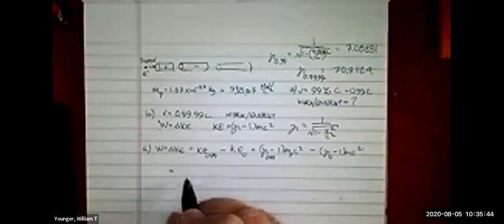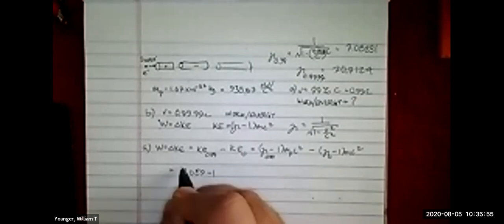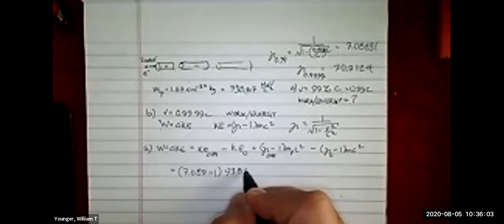I can say this is going to be equal to gamma 0.999. That'll be 7.089 minus 1 times, I'm just going to use the MC squared. I'm going to use the 938.57 MeV per C squared times C squared. So I'll automatically get everything out in MeV. That's just this first term.